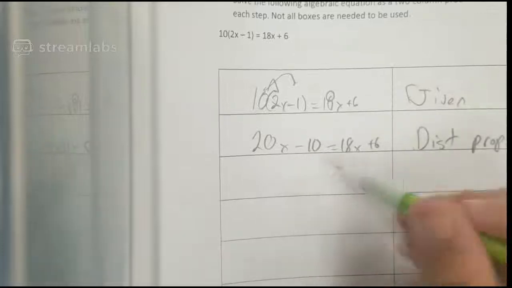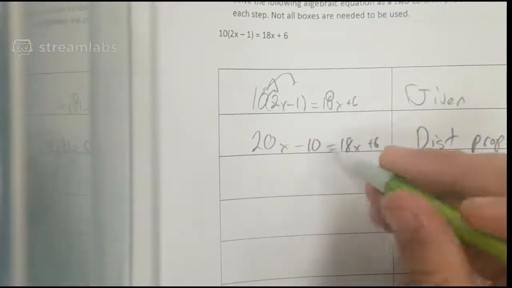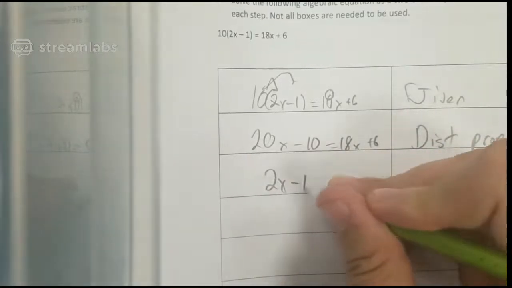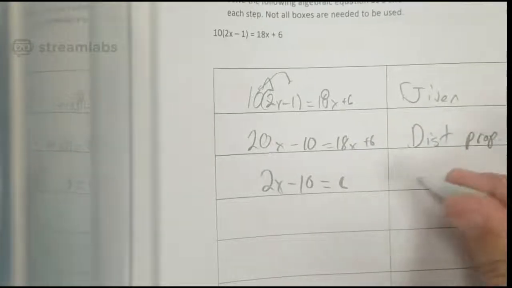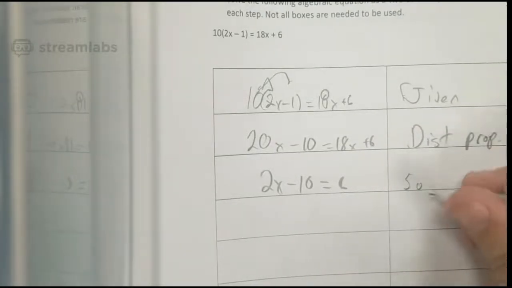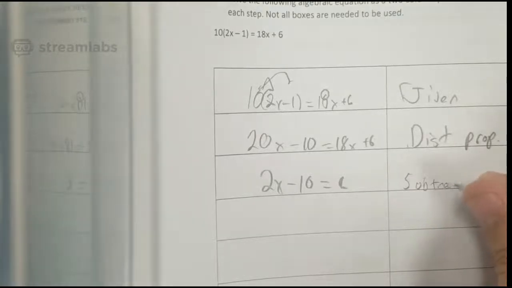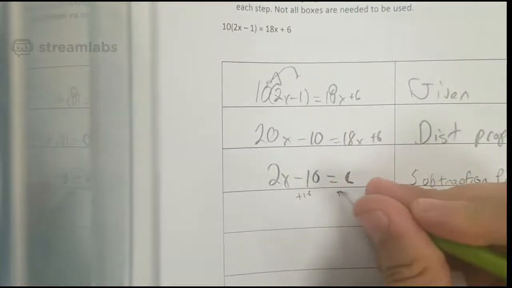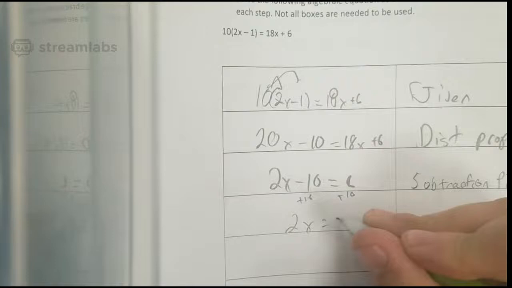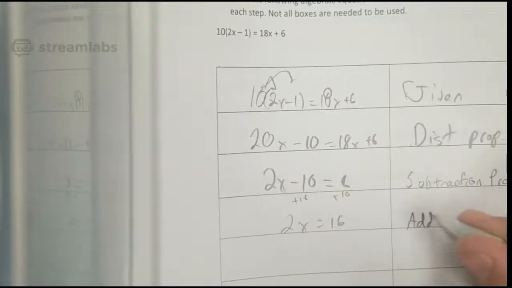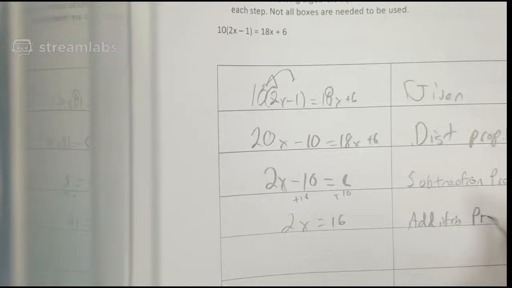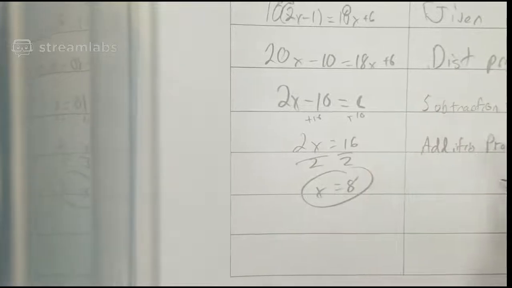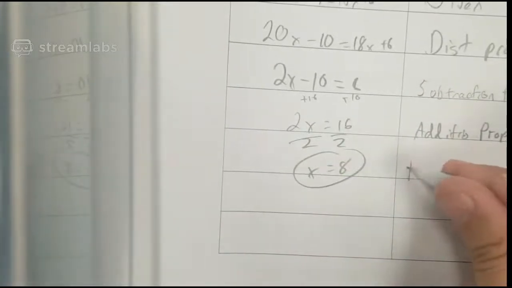Next one. I'm going to move the x's over first. I always like moving the x's over. So minus 18x, minus 18x. So that's 2x minus 10 equals 6. That is subtraction property because I subtracted 18x on both sides. Then plus 10, plus 10. So I'm adding 10 to both sides. So that's 2x equals 16. That's addition property because I'm adding to both sides. Divided by 2, x equals 8. X equals 8 is the final answer. How did I get that? I divided on both sides, so that's division property.